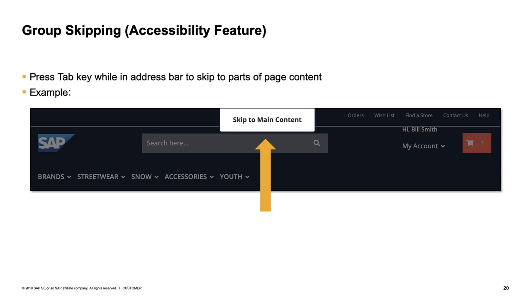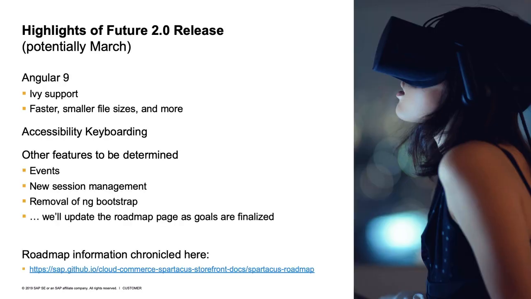And finally, the first of many accessibility features, group skipping, made it into 1.5. How this works is if you press the tab key while the cursor is inside the address bar, you get this skip to menu that comes up, and you keep pressing tab, and it allows you to jump to a specific portion of the page by repeatedly pressing tab.